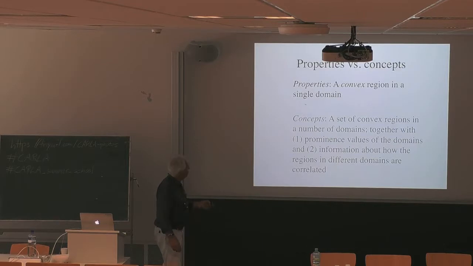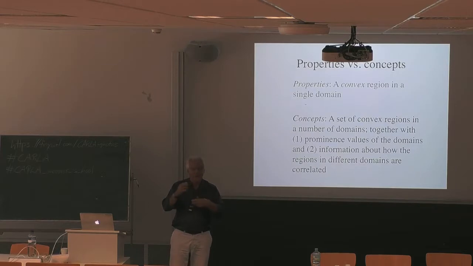I use the notion of a property for something that is in one single domain. So red is a property because it relates to the color domain. And big is a property because it relates to the size domain and so on. Then concepts for me are something more complicated, which may have more regions. When I talk about animals or fruits or ordinary objects, an animal has a size and a shape and a sound and a smell and a weight and a temperature. It has properties in lots of domains.